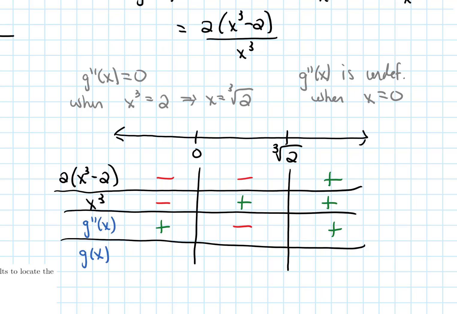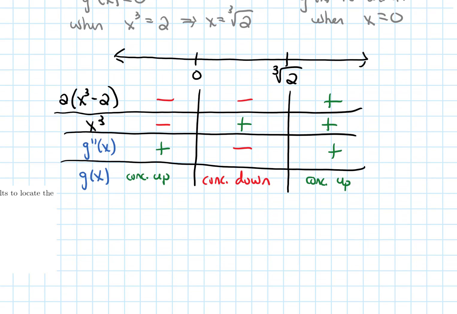Alrighty, so in terms of the original function, when our second derivative is negative, the original function is concave down. And when the second derivative is positive, the original function is concave up. So concave up in both of those regions. Okay, so we're ready to write down these intervals.